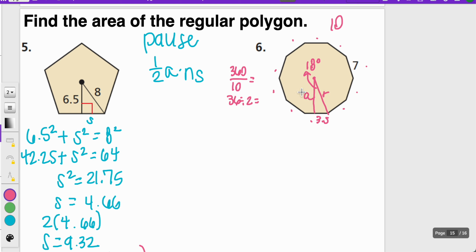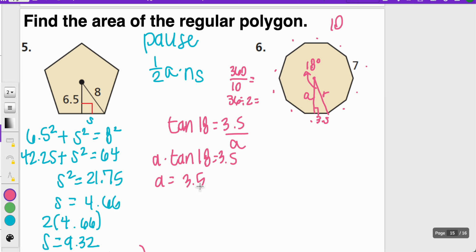Okay, since I know that, this is going to help me find my radius, and this will be my apothem. So maybe I can do, from 18, opposite over adjacent for tangent. So let's do tangent of 18. Tangent 18 will be found if I do opposite 3.5 over adjacent A. Okay, because here's my right triangle. All right, essentially I'm going to be doing A times the tangent of 18 is equal to 3.5, or A can be found if I take 3.5 and divide it by my tangent of 18.